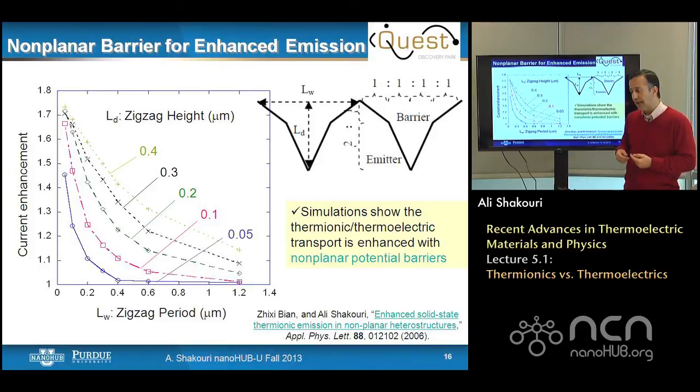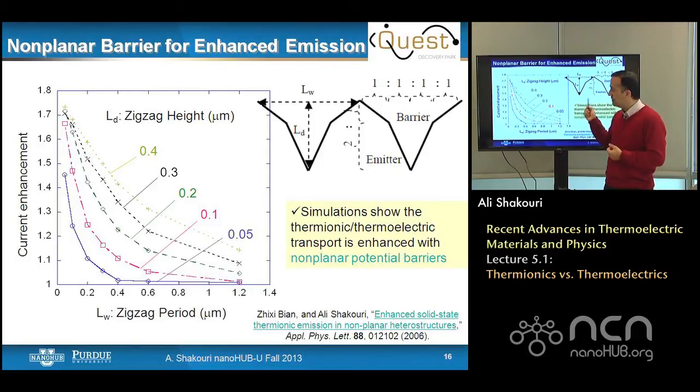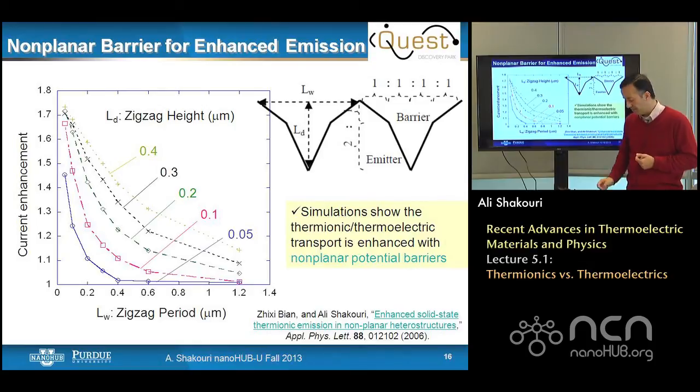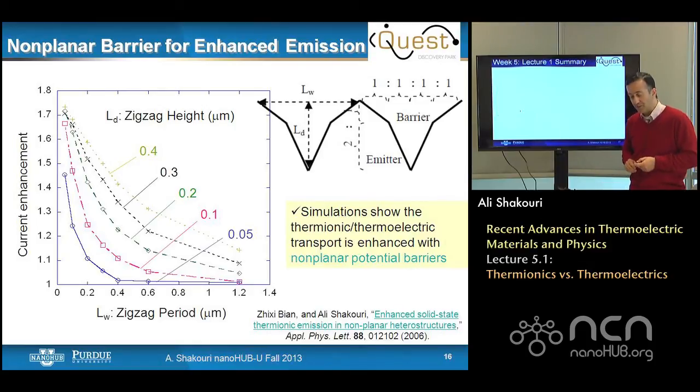This is something that happens quite a bit in solar cells and light emitting diodes. They do texturing of the surface to get more light out. Here the idea is how can we do the same type of texturing to get more electrons out.